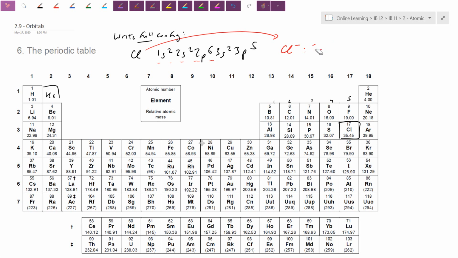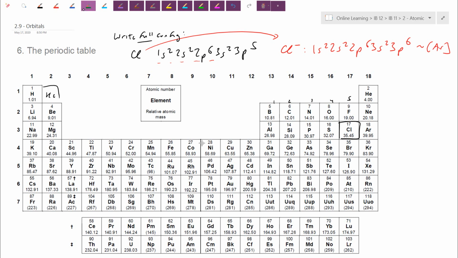Sorry, I guess for full electron configuration, I need to write out the whole thing again. 1s2, 2s2, 2p6, 3s2, 3p6, which if I did simple, that is isoelectronic with argon. It's basically the same look as argon would have as 18 electrons.